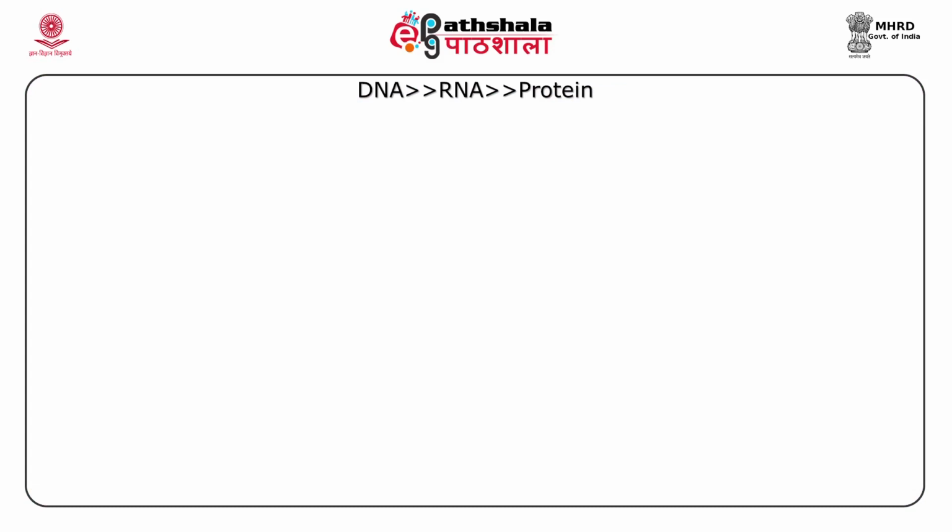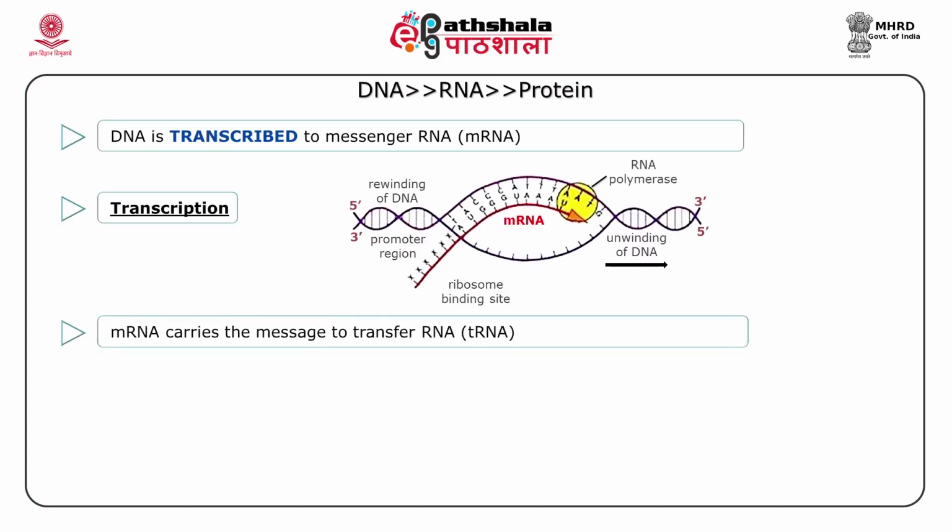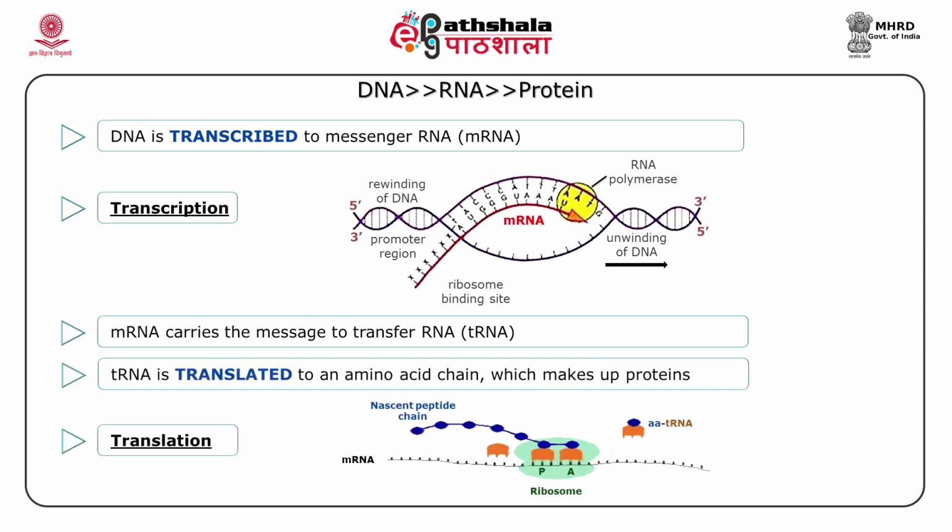As I said in the beginning, mRNA requires processing from the total RNA in existence. So basically DNA is transcribed to messenger RNA. Messenger RNA carries the message to transfer RNA, and transfer RNA then translates it into an amino acid chain, which makes up a protein.